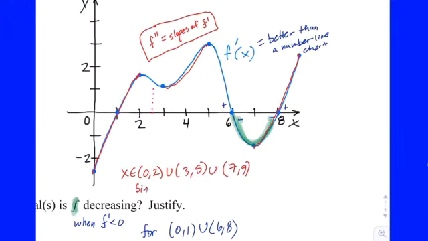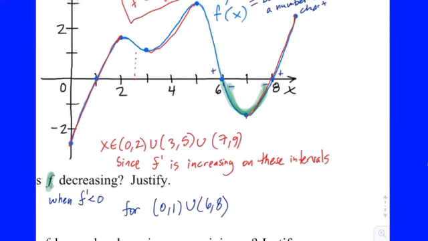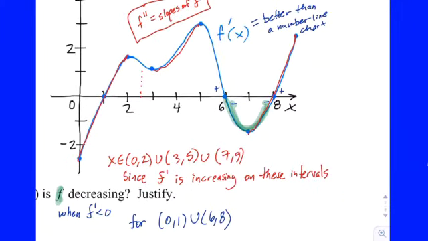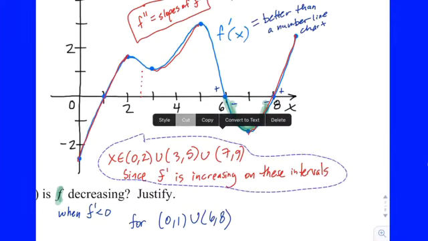And you could say, since, here's your justification, since f prime is increasing on these intervals. Now that kind of goes against what I said about always talking about a sign change, but there's really no sign changing. You could also say since the slopes of f prime are positive on this interval. That would also work. So it's just a matter of looking at it and knowing how to use it to answer the questions.